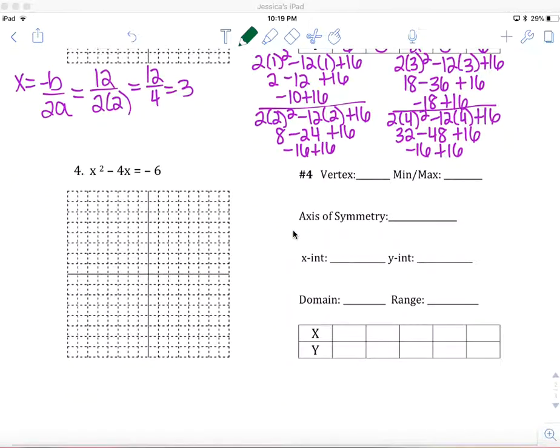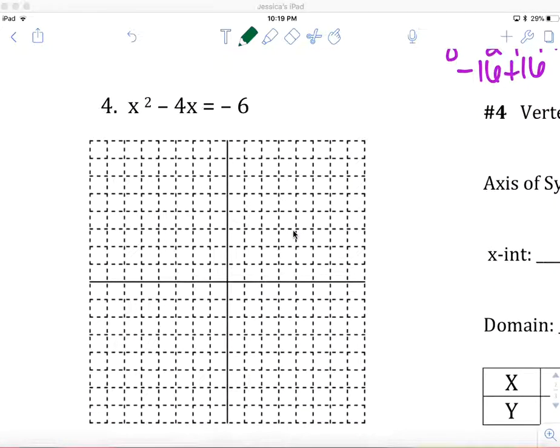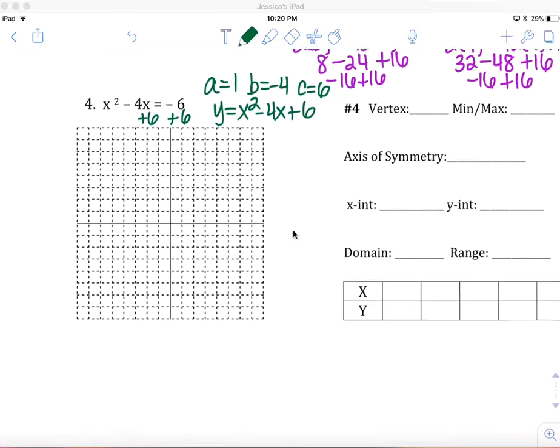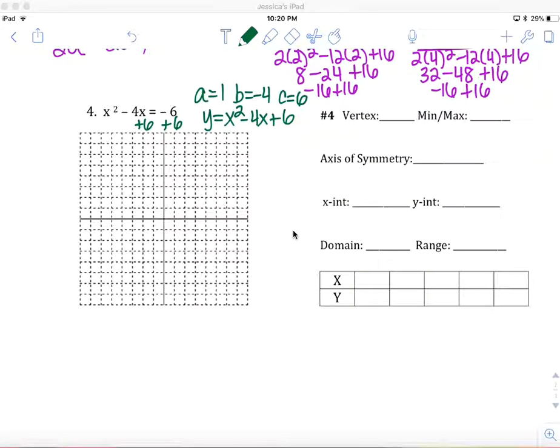For our last problem, you'll notice that I need to move the 6 over before I begin. So in order to start, I have to add 6, and I'm actually graphing x squared minus 4x plus 6. My a value here is 1, the number in front of x squared. My b value is negative 4, and my constant, or my c value, is 6. I want you to pause the video, try to graph this one completely on your own, and then check with me once you're finished.